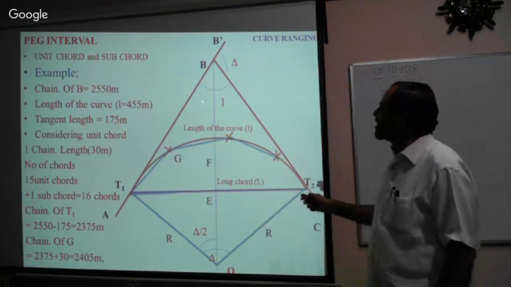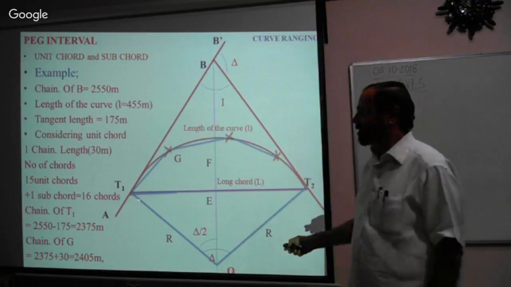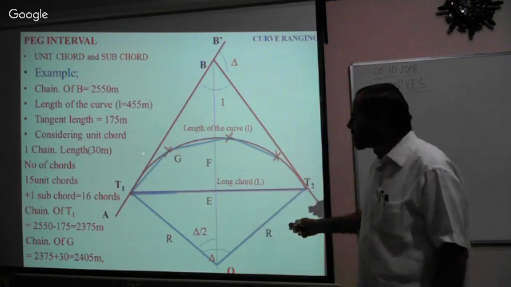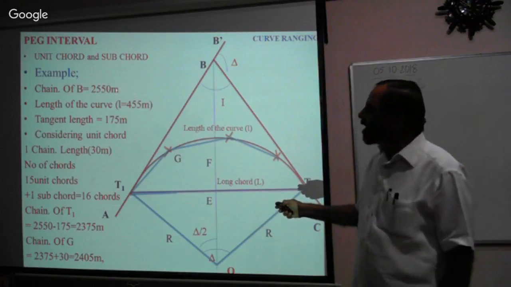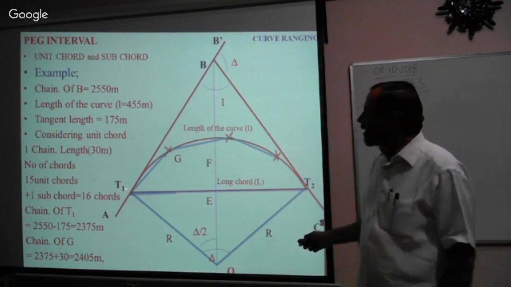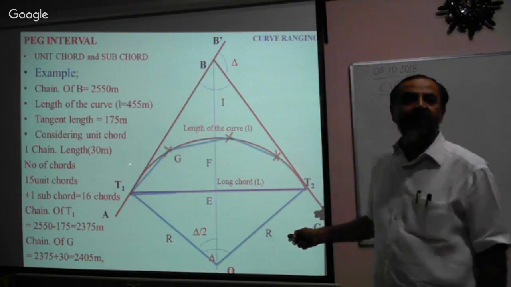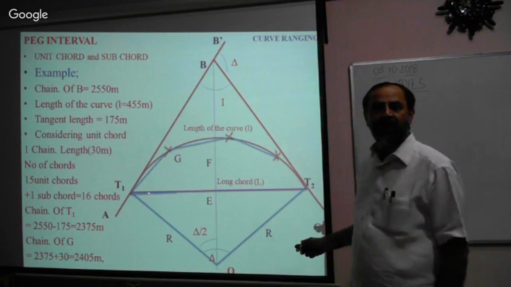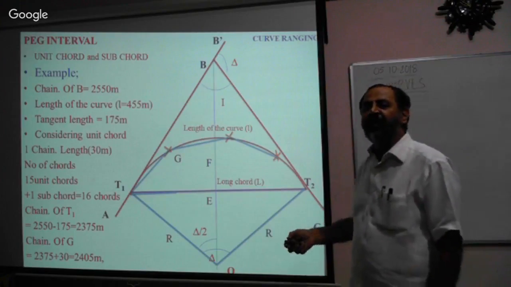Now what should we do? Calculate the length of the tangent. Then deduct this tangent length from the chainage of B. Deduct the tangent length. What are we going to get? We are going to get the chainage of T1.